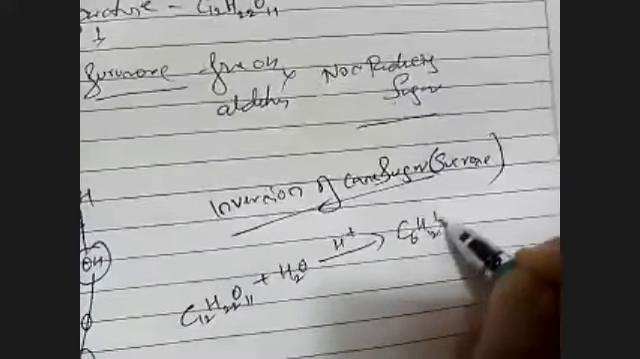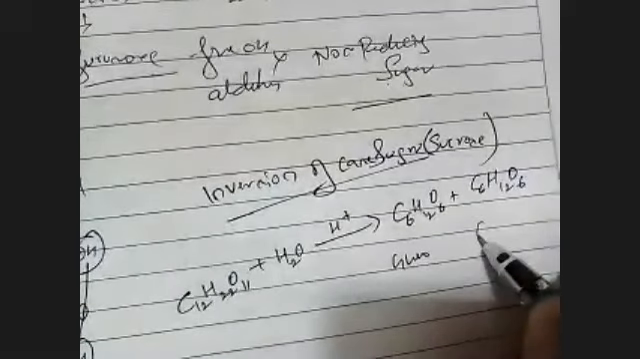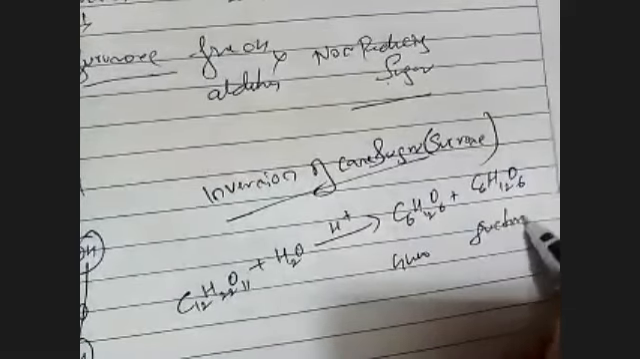We have C12H22O11. When a water molecule is added in the presence of hydrogen ions, it will give you C6H12O6 plus C6H12O6. So this is glucose plus fructose. Are you getting mine? How can we say whether it is glucose or fructose?